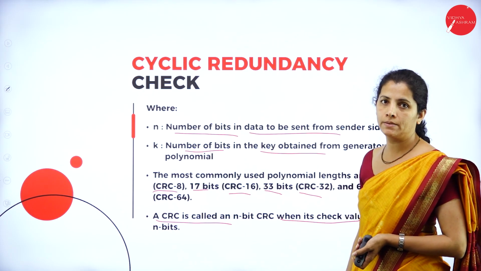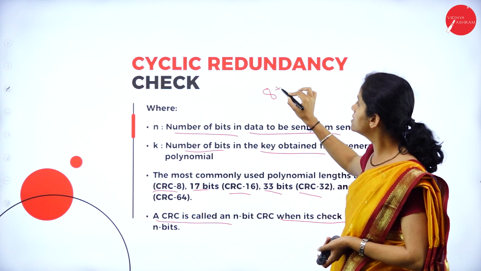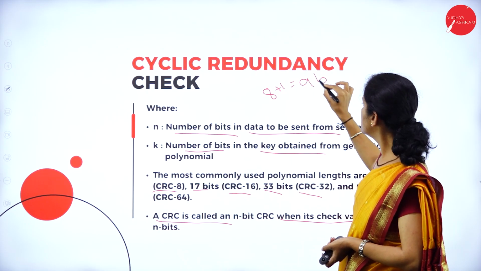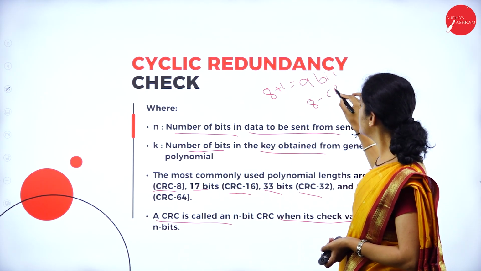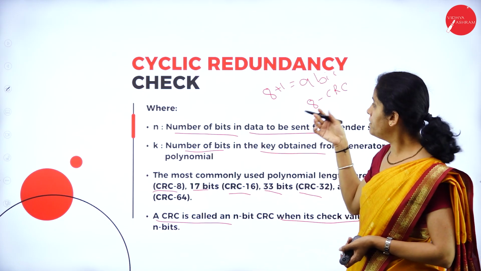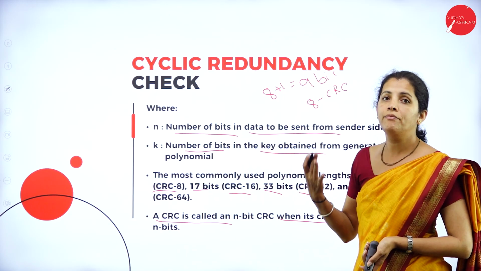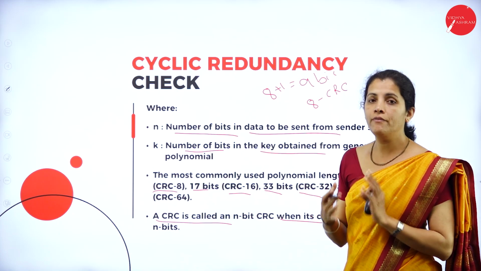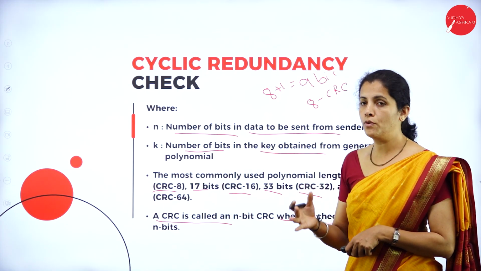For example, if I am going to have 8 plus 1, it is 9 bits, then what is the CRC? CRC 8. If it is 17, then CRC 16. If it is 33, then CRC 32. If it is 65, then CRC 64.